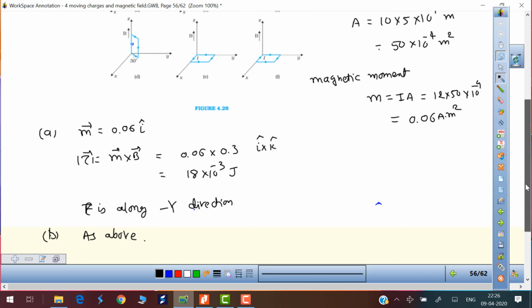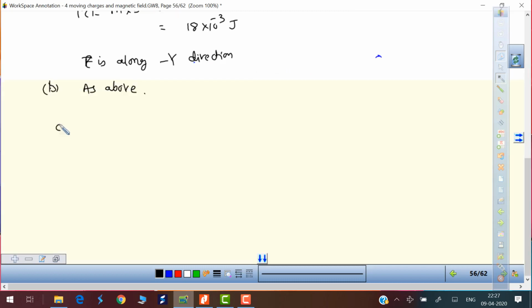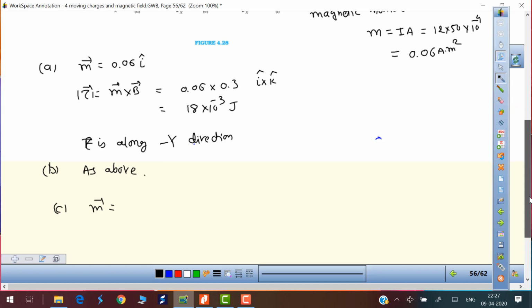Now in the third case, this is the direction of the current, it is in the XZ plane. So the magnetic moment will be along the Y direction. So if you rotate the screw looking from the positive Y side, it is minus Y direction. So here M is in the minus Y direction, minus Y means minus J, so it is minus 0.06 J ampere meter square. So you can calculate the torque as we calculated in D.